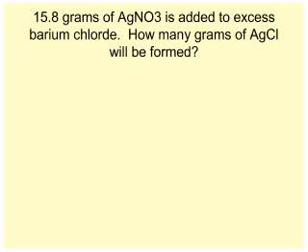15.8 grams of silver nitrate is added to excess barium chloride. How many grams of AgCl will form? Oh, I have to write the equation now. So I have AgNO3 is added to excess barium chloride. Barium is Ba, chloride is Cl. I go to my periodic table, and I see that barium's charge is +2. Chloride's charge is -1, so I need to crisscross. So I would get 2 here and a 1 down there.